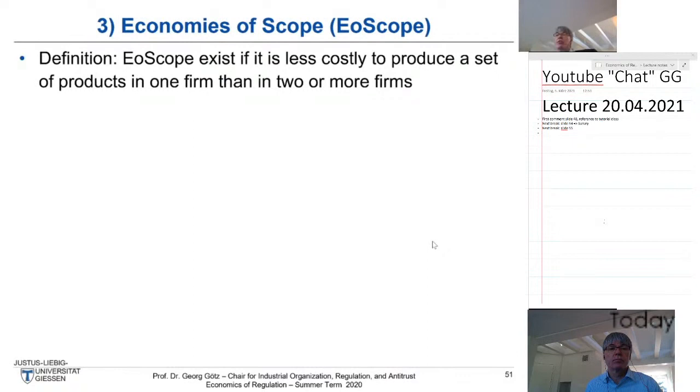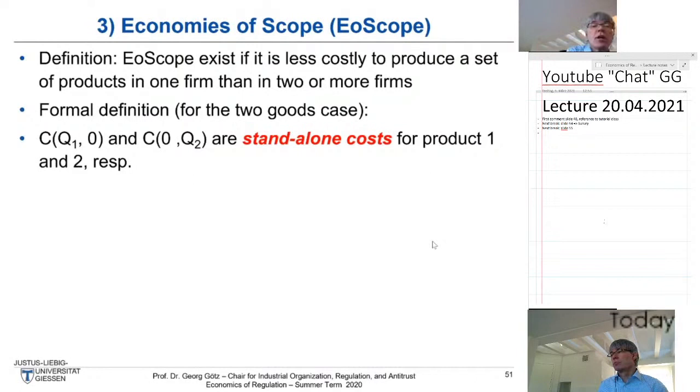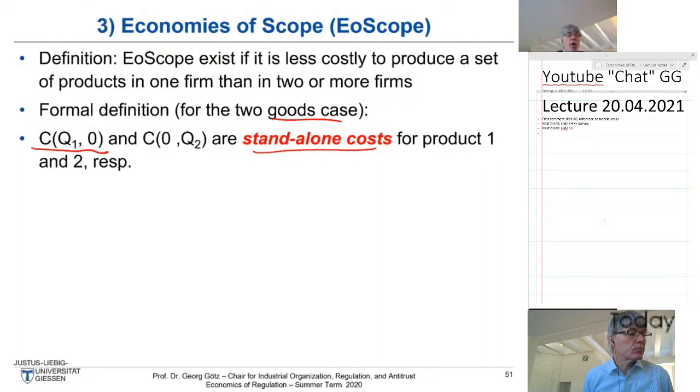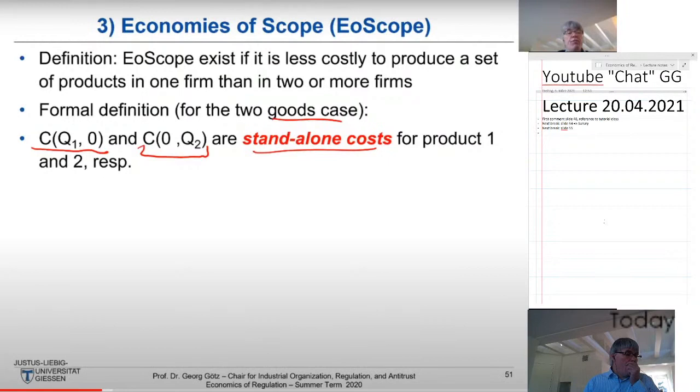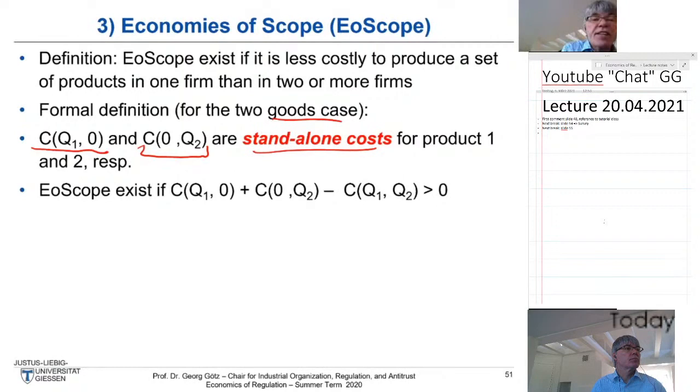Economies of scope exist if it is less costly to produce a set of products in one firm than in two or more firms. The formal definition for the two goods case makes use of what is called the standalone cost, which I briefly introduced on the previous slide. The standalone cost of producing the Golf is just C of Q1 and the other output is zero. The standalone cost for, say, the Touareg would be C of zero Golf and only the quantity of the Touareg. Economies of scope exist if the sum of the standalone costs, of the Golf and the Touareg, is greater than the cost if I produce all that in a single company. If that difference is greater than zero, we speak of economies of scope.